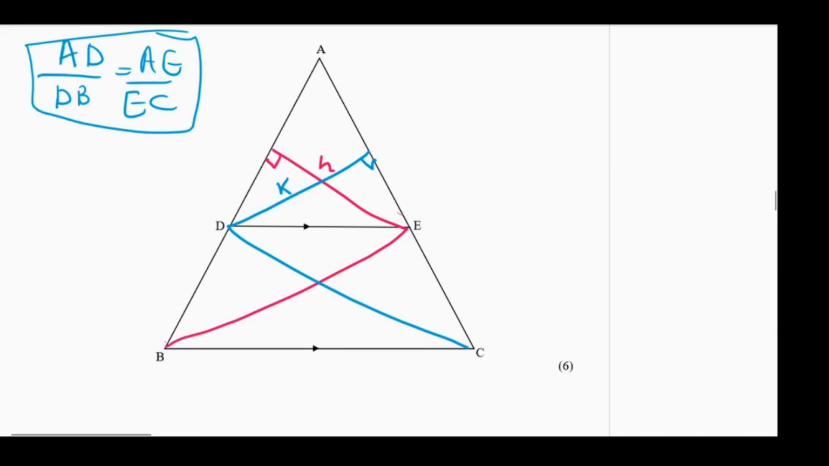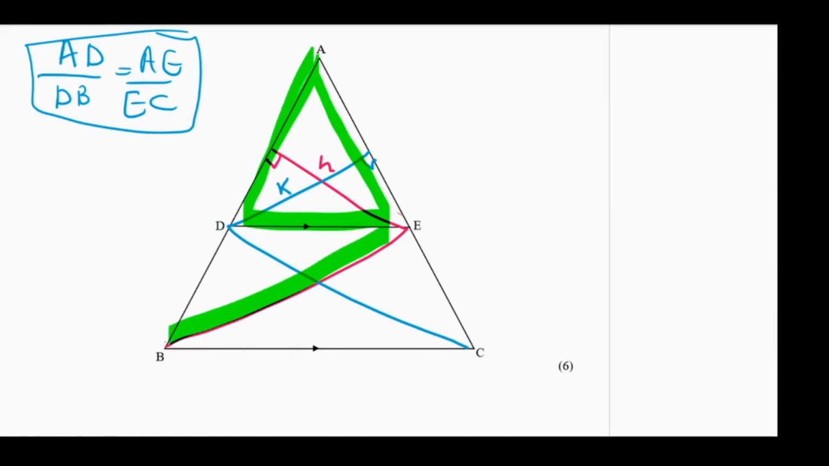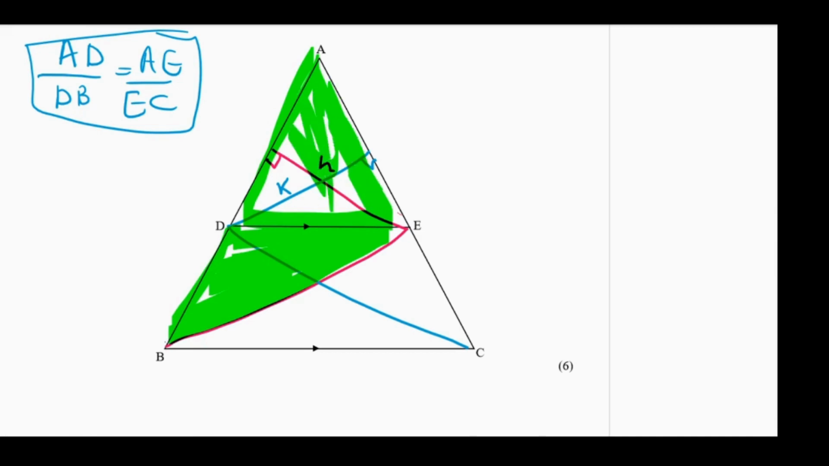Now that we've established our perpendicular heights, let's find the areas. We're going to find the area of this portion of the triangle at the top, with its base being AD, and also the area of this triangle here with its base being DB. This is the part that we'll be looking at, on the left hand side.